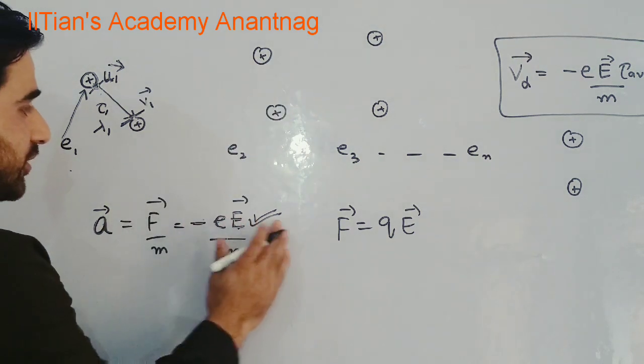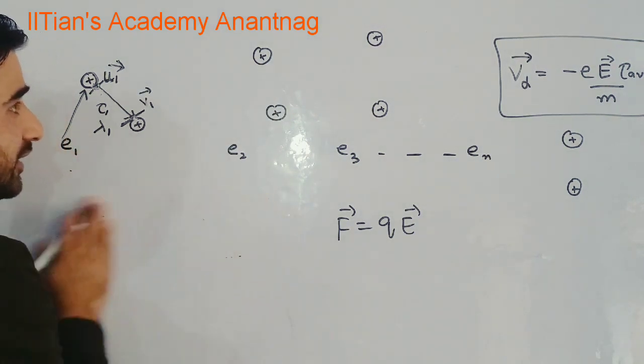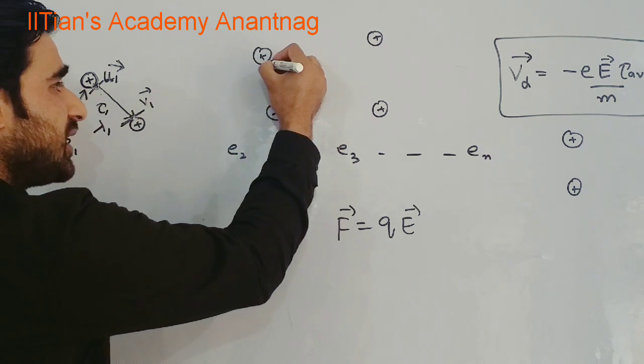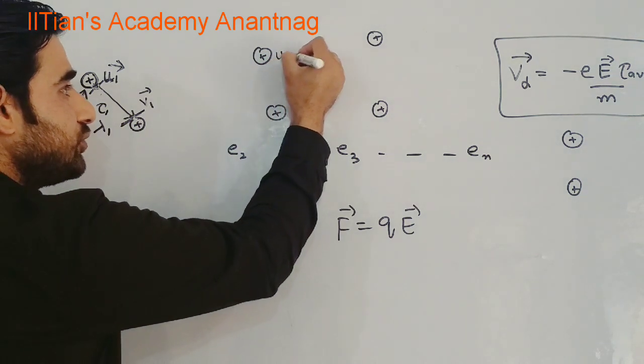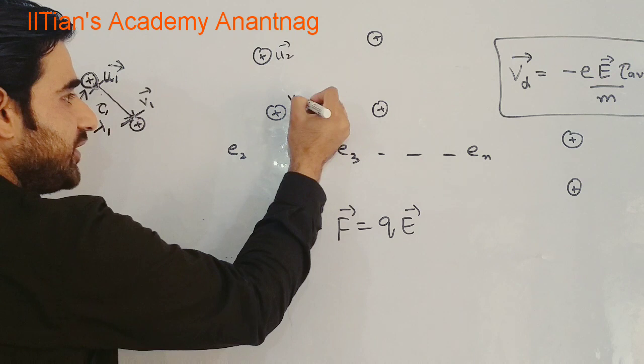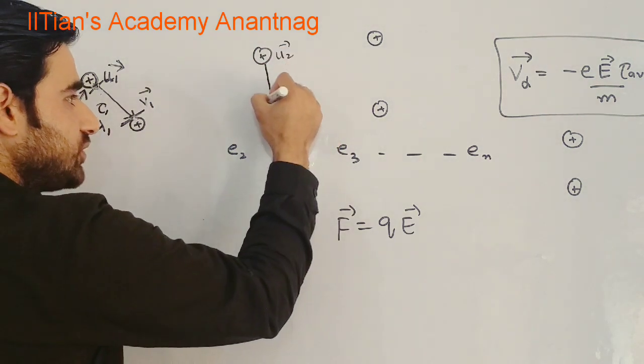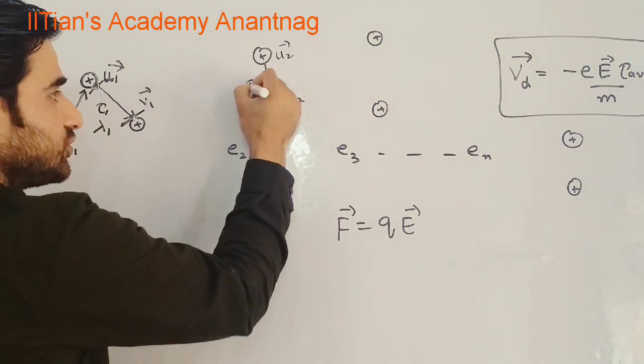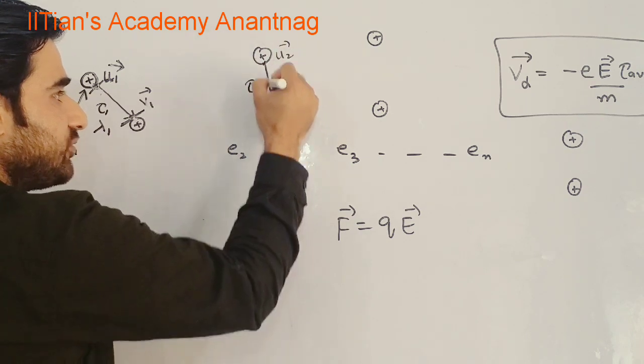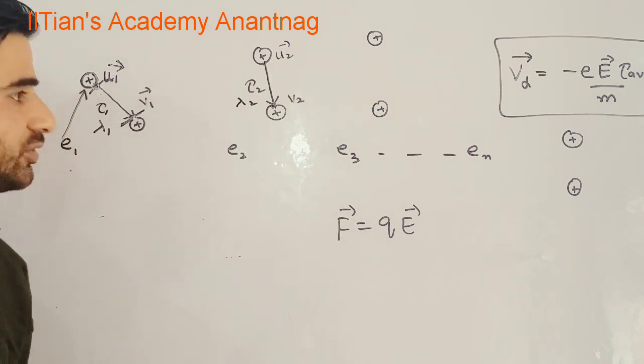Similarly, for electron number 2, now I can see that suppose it starts its motion with velocity u2, ends up with velocity v2, and the time between two successive collisions for electron 2 is suppose tau 2, and the distance between two successive collisions is lambda 2.